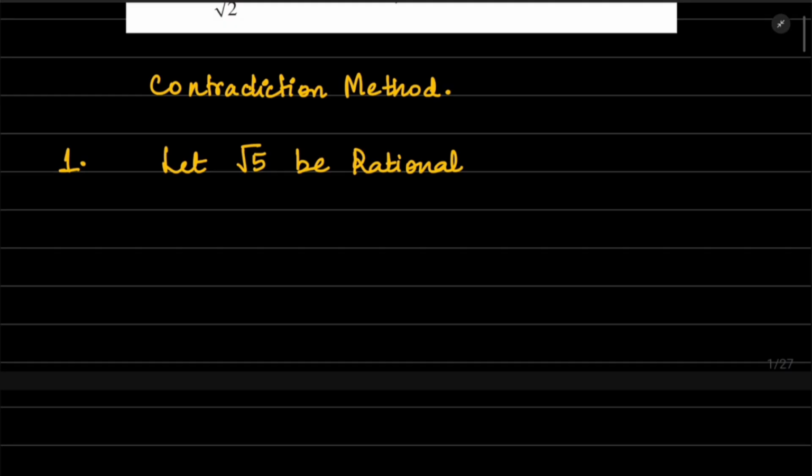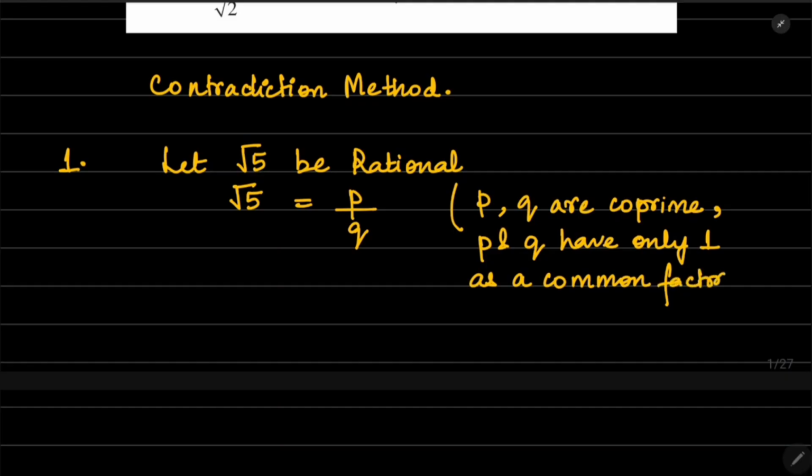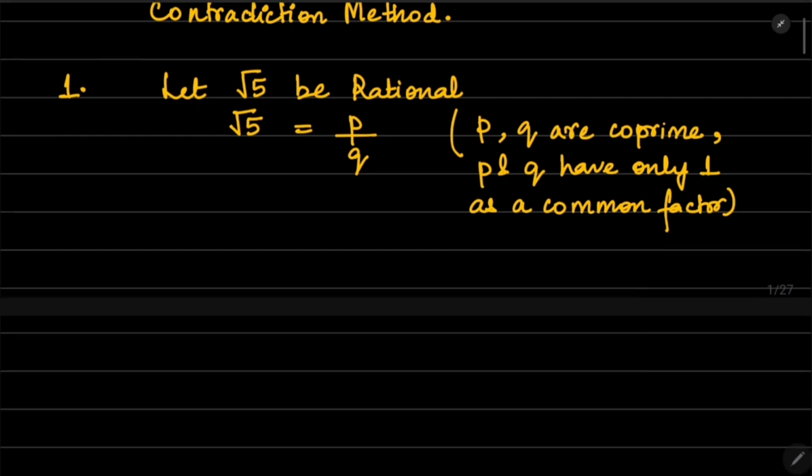And whenever you have a rational number, it can be written in the form of p by q, right? To be precise, p and q are integers, and p and q are co-prime numbers. They are co-prime, which means what? That p and q have only 1 as a common factor. The only common factor is 1. Okay, so this is how we go ahead. So root 5, let it be rational. Root 5 is equal to p by q.